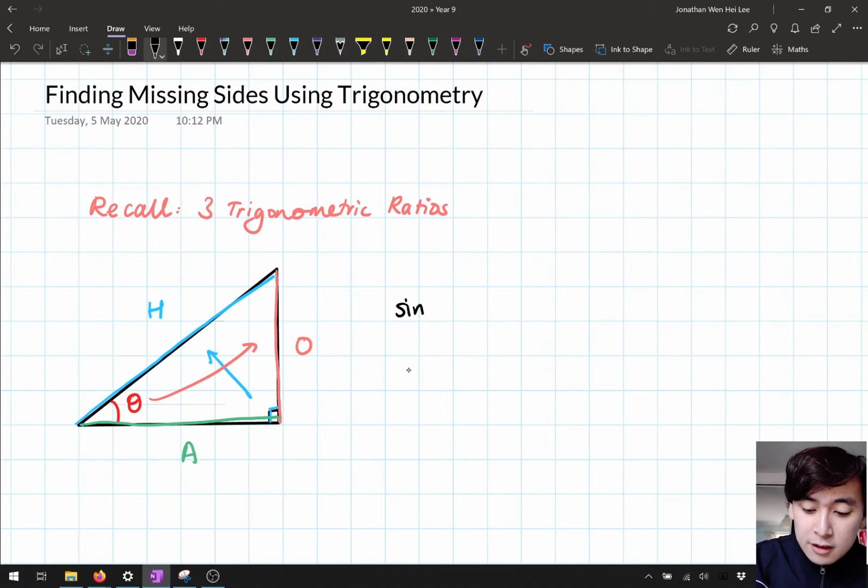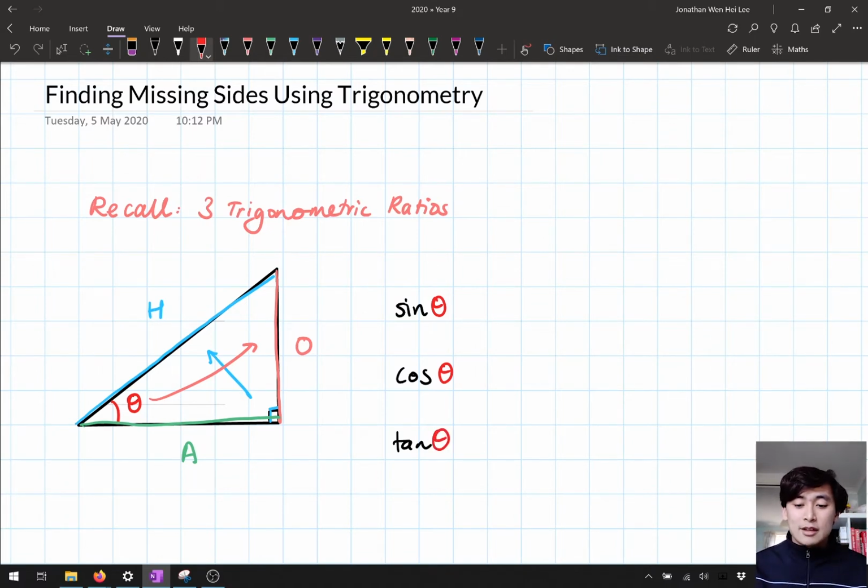Then from there we introduced the three trig ratios that we're going to use. Here we have sine theta, cos theta, and also tan theta. Now these three trig ratios give me a relationship between the sides of my triangle. The first one was sine theta, which was opposite over the hypotenuse, so O over H.